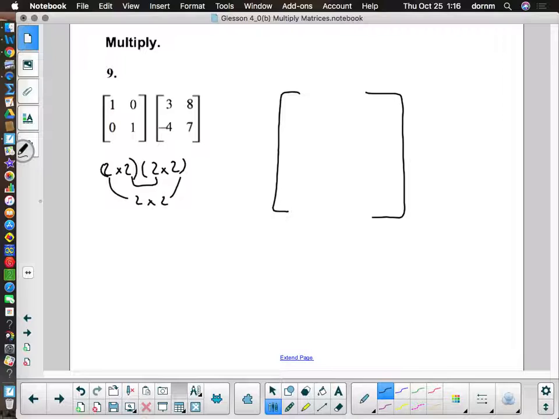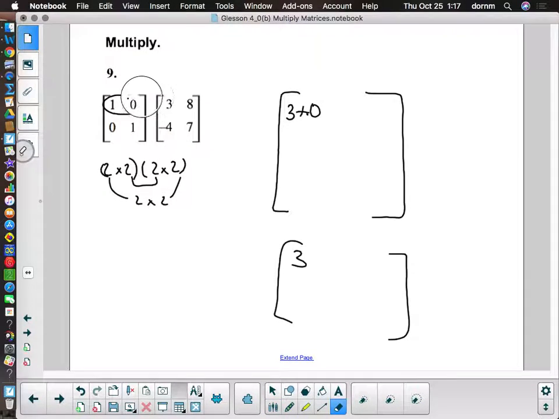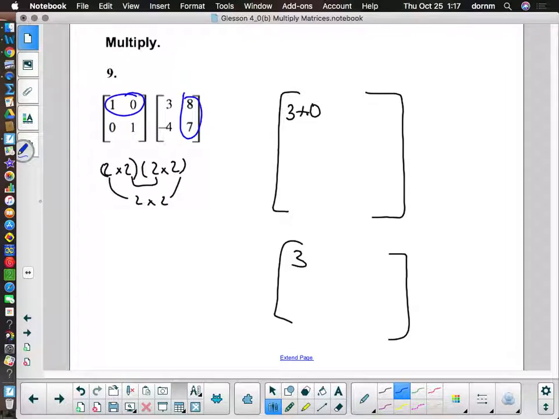In order to get what comes in row 1, column 1 of my solution, I have to multiply row 1 times column 1. So 1 times 3 is 3. 0 times 4 is 0. So 3 plus 0 is going to be a 3. In order to get row 1, column 2, I'm going to multiply row 1 times column 2. 1 times 8 is 8. 0 times 7 is 0. So that gives me an 8.